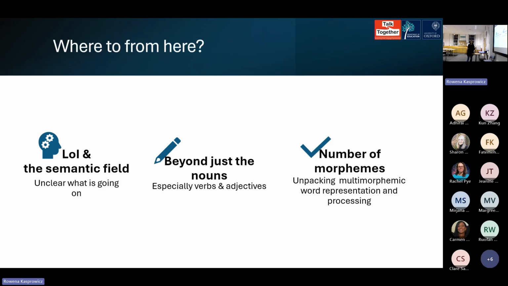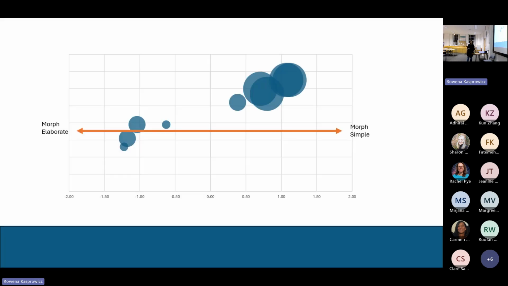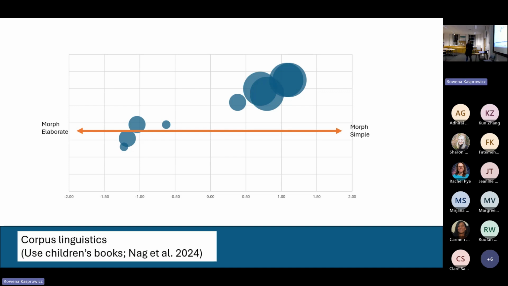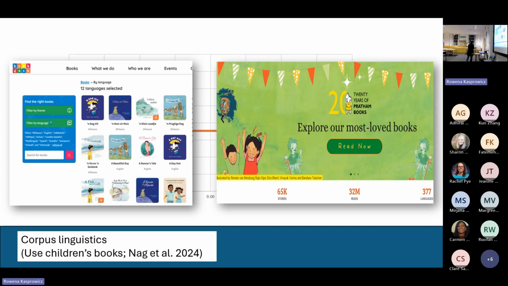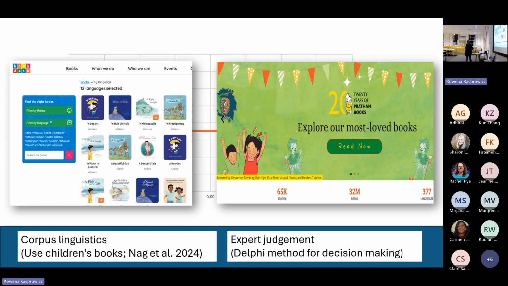We are very pleased that we've moved away from a binary of morphologically simple and morphologically complex the moment you have one affix to the word. So we now work with number of morphemes, but we need to unpack what that means for word representation and processing. I think what we are trying to look at, and more globally, what may be useful is for languages to be able to locate themselves between morphologically elaborate and simple along a continuum. And for this, we are recommending a corpus linguistics approach. And I think it's an ideal time to try and do this because the world has exploded in terms of open access children's book publishing. So that's going to be the source. I acknowledge that any of this corpus linguistic work will need to go alongside expert judgment, so perhaps some Delphi kind of method for decision making.